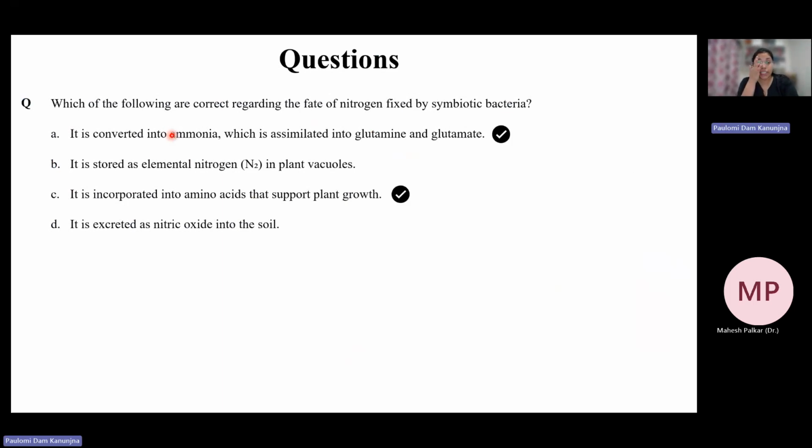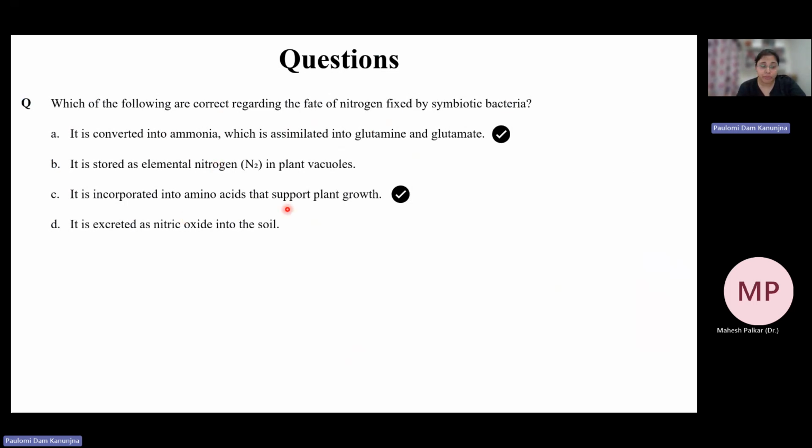A is definitely correct, of course. If they are fixing nitrogen, they are converting it into ammonia, which is assimilated into glutamine and glutamate. Second one is incorrect because, of course, why would they store it as nitrogen? They are basically helping it convert to ammonia. This is fixing nitrogen, reducing nitrogen.